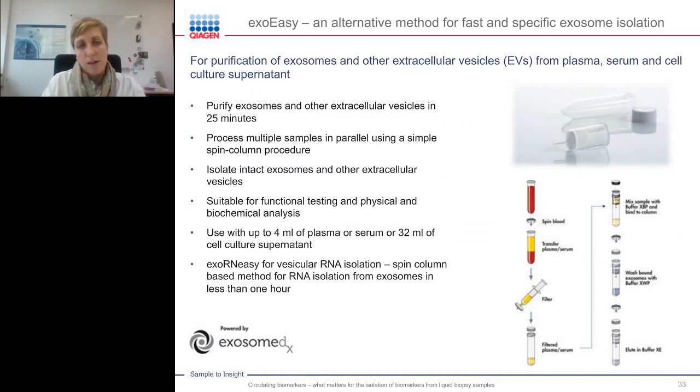We at QIAGEN have the exoEasy kits, and we are using the technology that comes from the colleagues of Exosome Diagnostics that uses an affinity-based membrane to purify exosomes. The advantage of these kits is that they are very specific in the purification of exosomes and extracellular vesicles. They efficiently remove protein contaminants, which is some of the issue that other methods are having. And you do not need to buy any special or very expensive equipment like an ultracentrifuge. These kits are based on a spin column, and they require a normal centrifuge that is usually sitting in the lab.